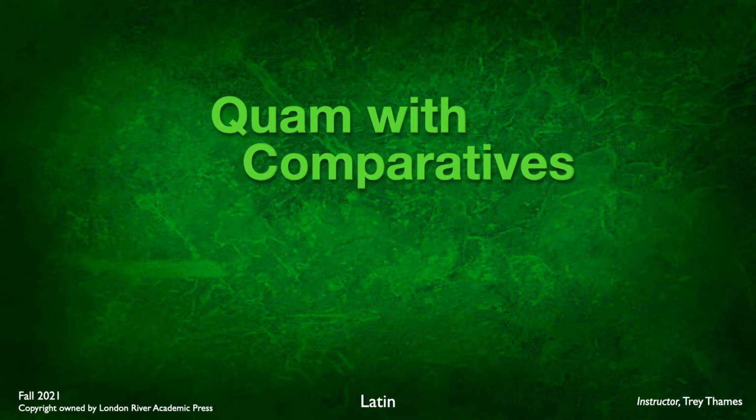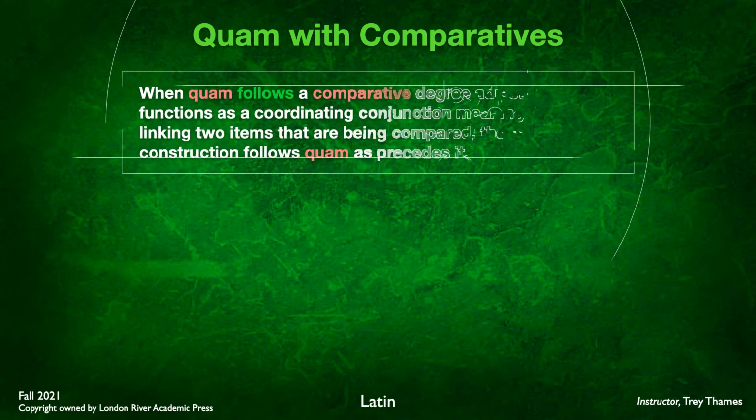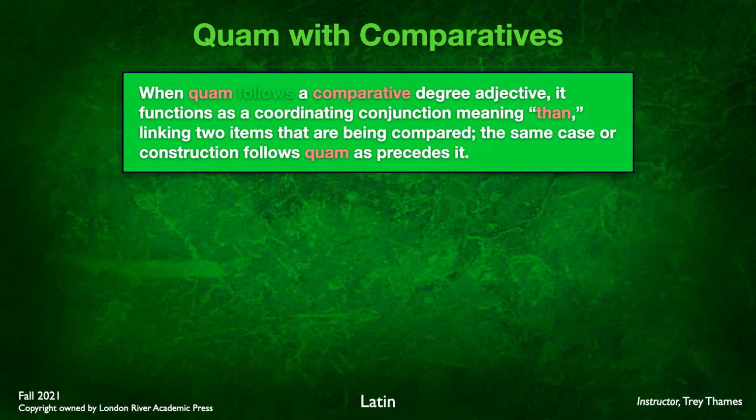All right, here the first one is quam with comparatives. When quam follows a comparative degree adjective, it functions as a coordinating conjunction meaning "than." And this will link two items that are being compared. The same case or construction follows quam as precedes it. Let's look at an example here.